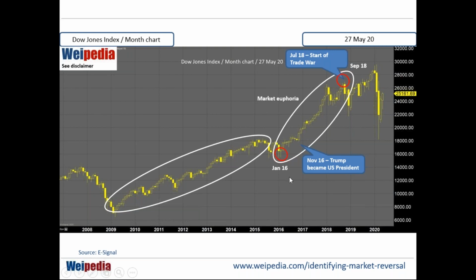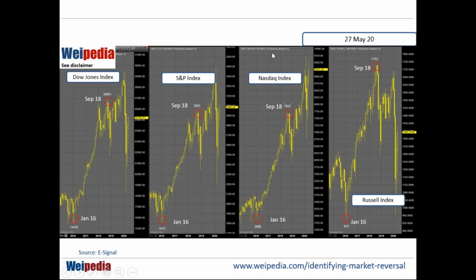Now we're going to study between these two periods, from January 2016 to September 2018. So that is about 3 years. This market euphoria lasted for 3 years. Now next, let's look at a different market.